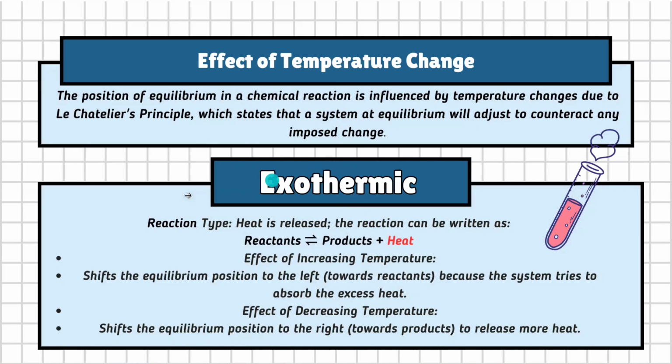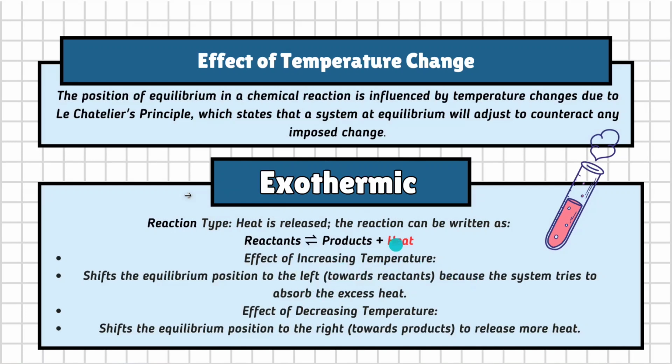Now let's understand how temperature change affects exothermic reactions. As you know, in an exothermic reaction, heat is released and we can write it on the product side. Now, what will happen if you increase the temperature? By increasing the temperature, the equilibrium position will shift toward the reactant side.